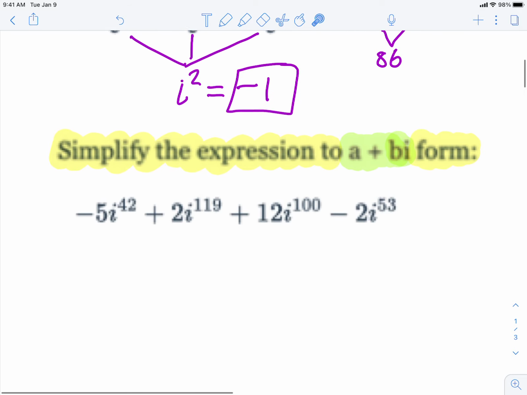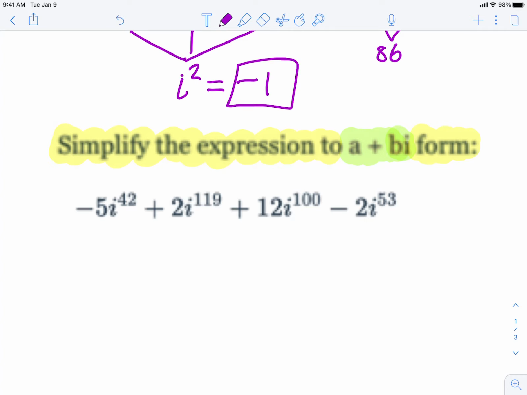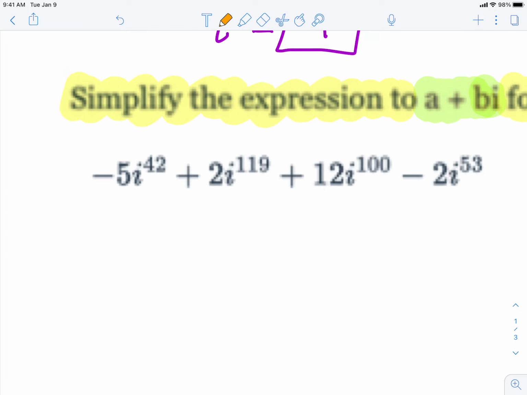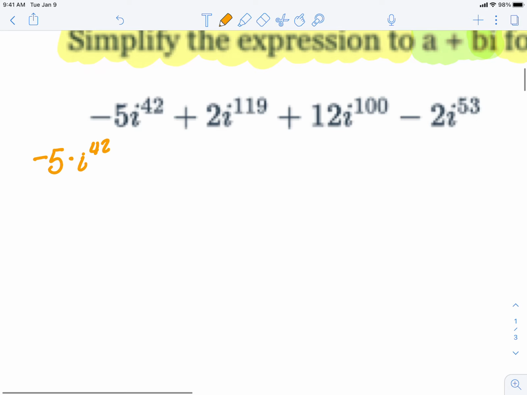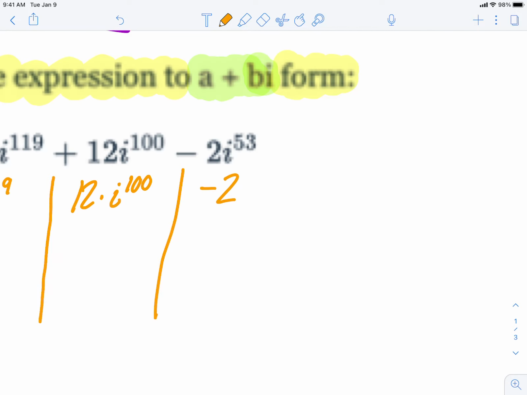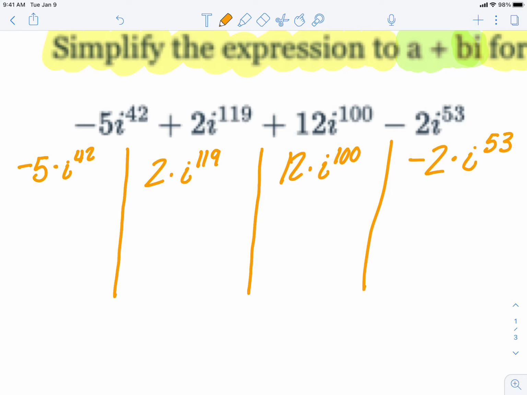Bi. Exactly. So let us remember that what we do with these types of problems is we're going to separate each term, right? And we know that a number next to a variable means multiply, so we're going to separate. Let me pick a different color here since I already used purple. I'm going to say -5 times i to the 42nd, and I'm going to separate. 2 times i to the 119th, and I'm going to separate. 12 times i to the 100th, and I'm going to separate. And finally, negative 2 times i to the 53rd, right? So 4 sections, 4 terms, right?